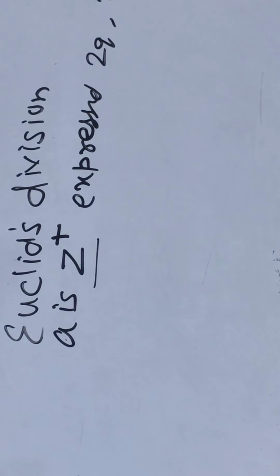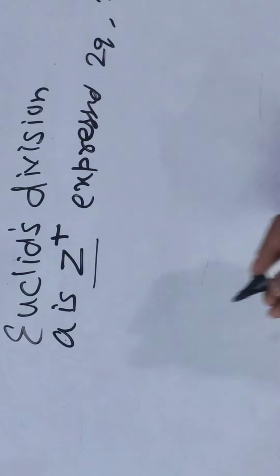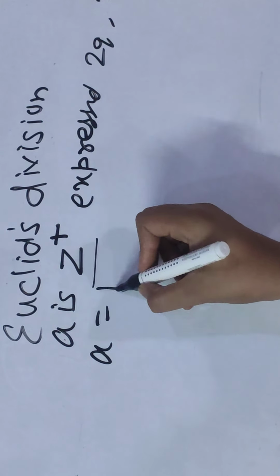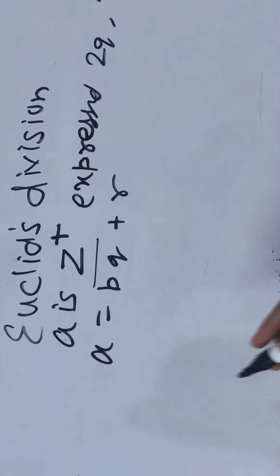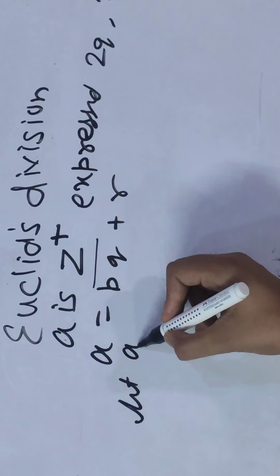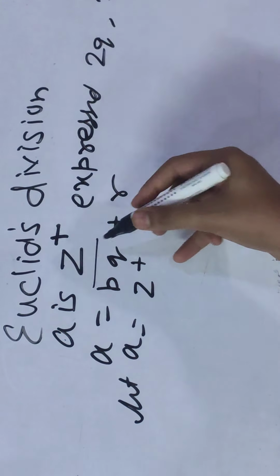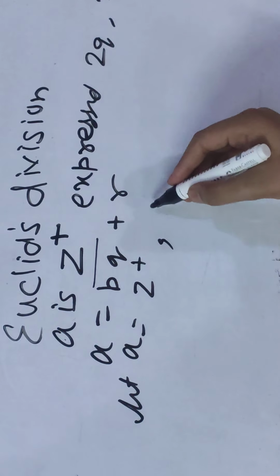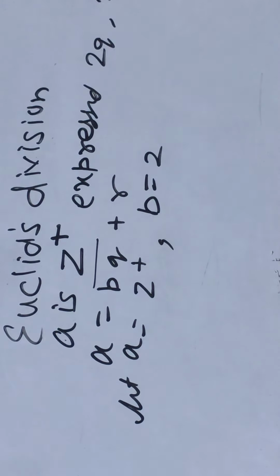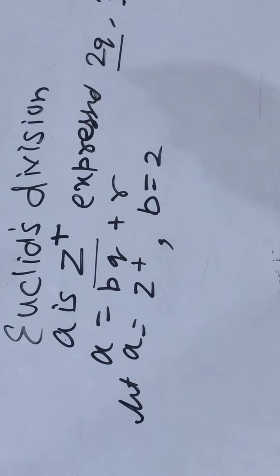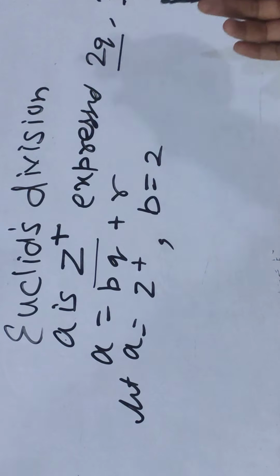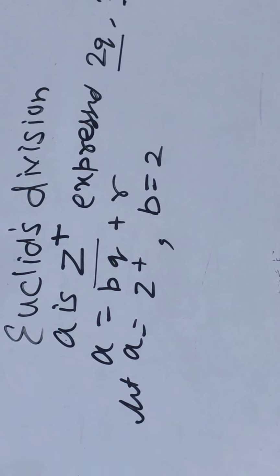So we will use Euclid's division lemma. It shows that A equals BQ plus R. So first we will start by letting A be any positive integer, as I told earlier. Then B equals 2. Why 2? Because we have to show that it is expressible in the form of 2q or 2q plus 1. If the question asked in such a way that expressed in the form of 3q, then we will take B as 3. As per the question, we have to make the changes.